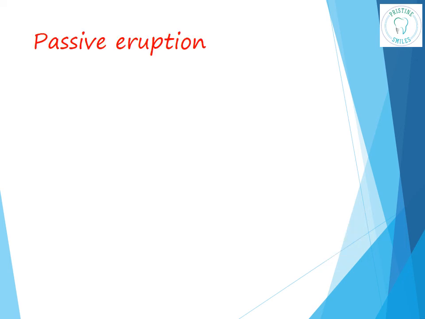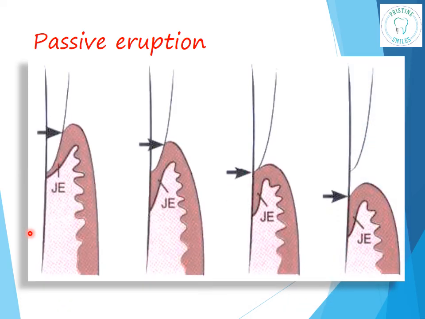Passive eruption is considered pathologic. There are 4 stages over here. There are two things which you need to consider. Remember about junctional epithelium and the gingival sulcus. So at each of these stages, the position of junctional epithelium and gingival sulcus keeps changing. So in stage 1, that is once the teeth reach the occlusal plane, junctional epithelium and the gingival sulcus are both present on enamel.